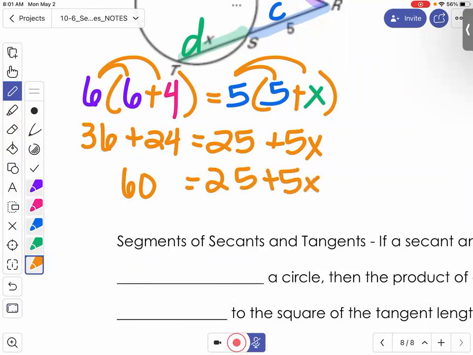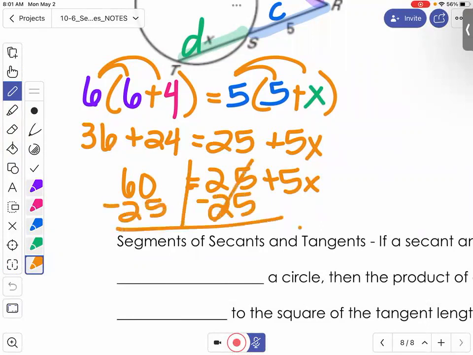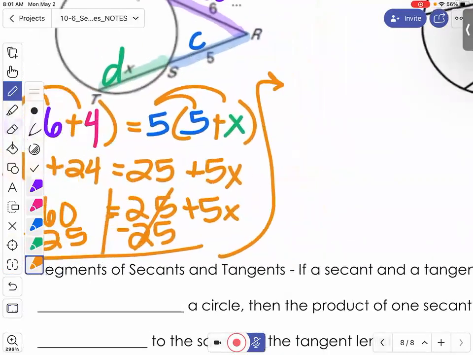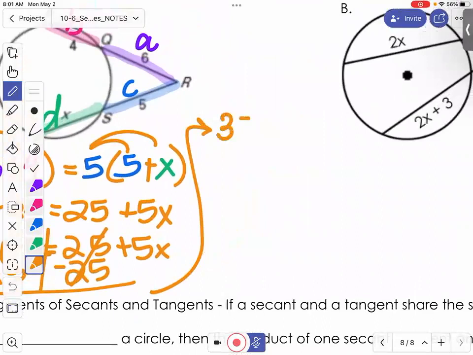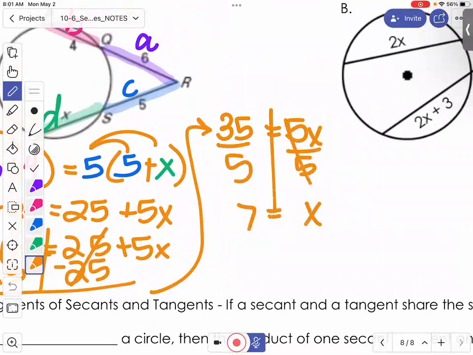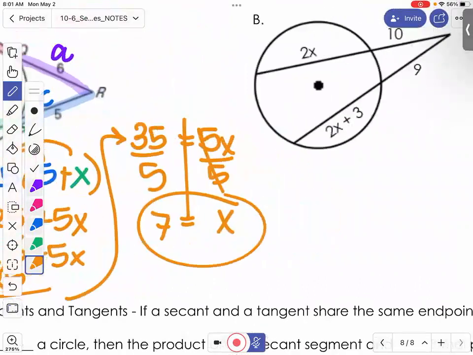So let's continue with this solve. So I'm going to subtract my 25 to both sides of my equation. So 60 minus 25 gives me 35. And I still have 5X on the right side of my equation. So now divide out that 5. And my X is equal to 7. Let's try another piece that steps it up just a little bit.